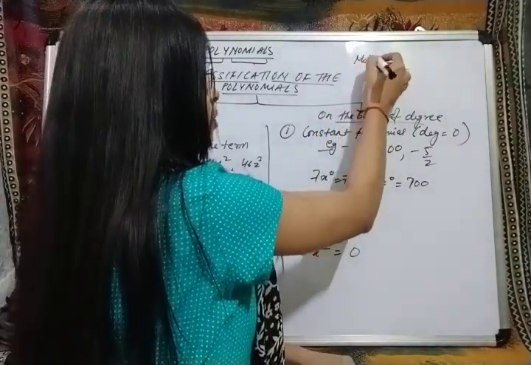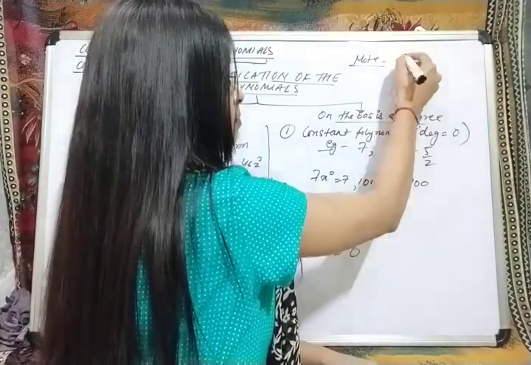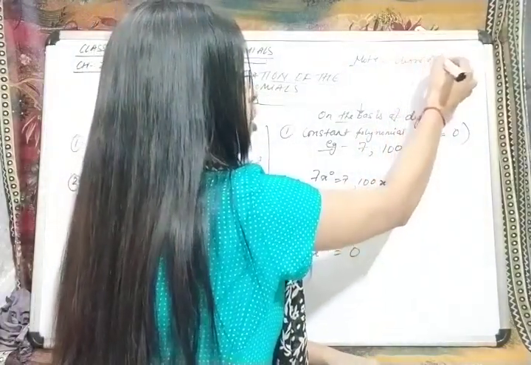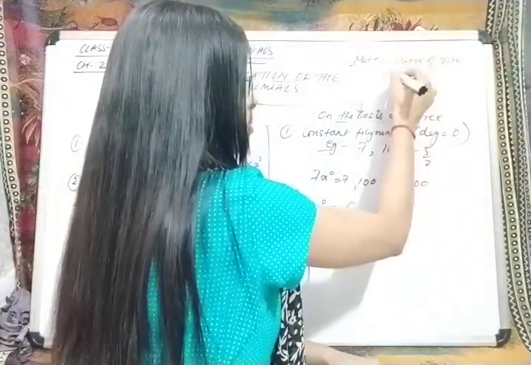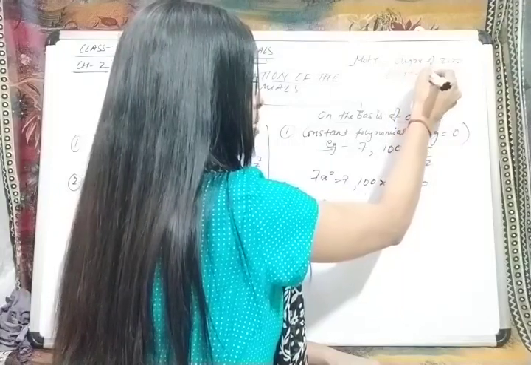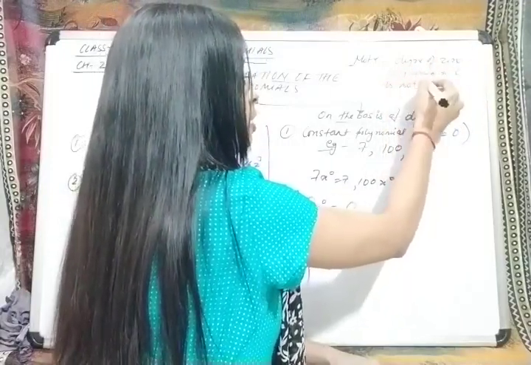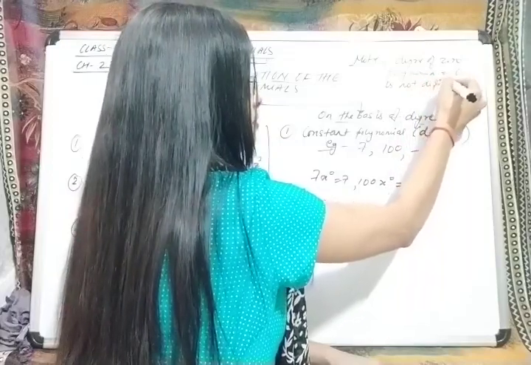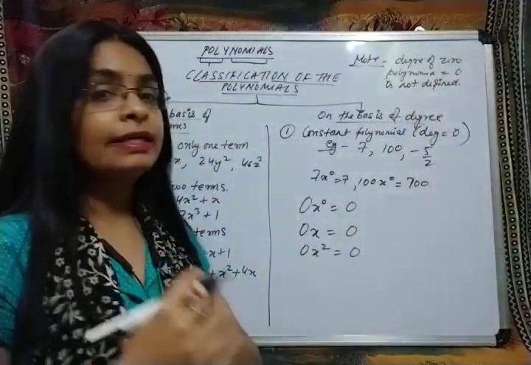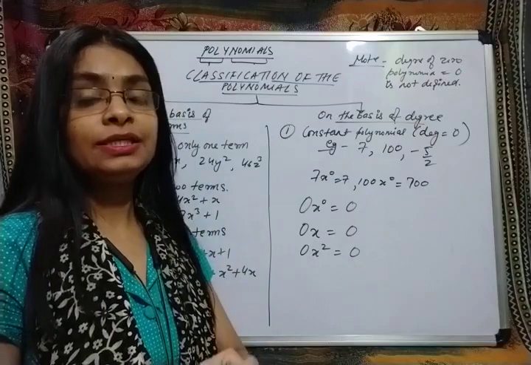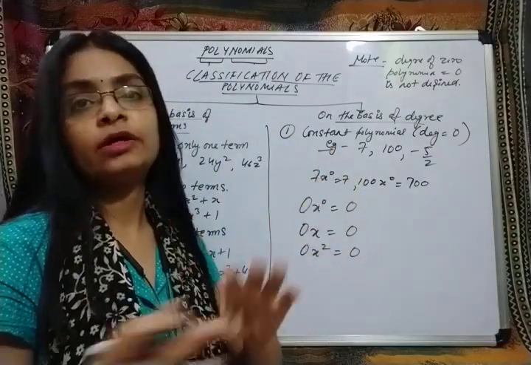Just write a note. Note is what? Degree of 0 polynomial, that is 0, is not defined.